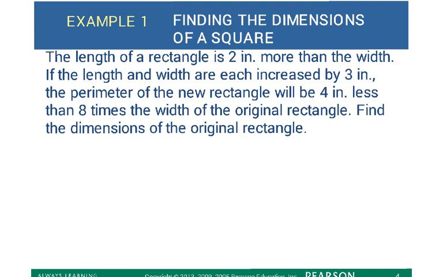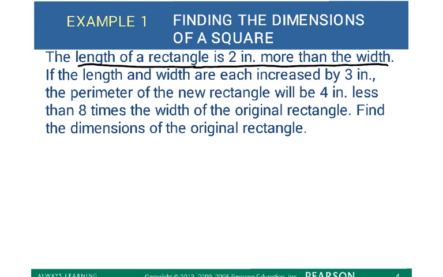Right off, I know I need variables for my original width and original length, and we're also going to be dealing with a new width and a new length for our new perimeter that we're going to be using. So let's just put these all down. It says at the top here, the length of a rectangle is 2 inches more than the width. This is referring to our original length and width.